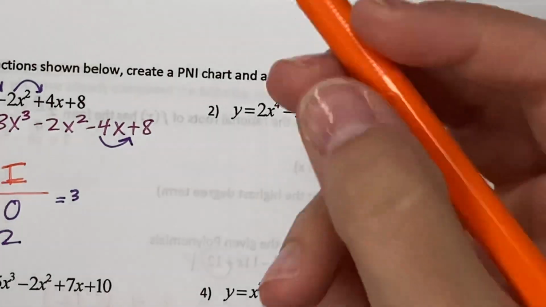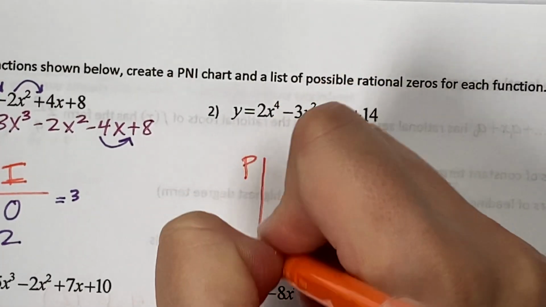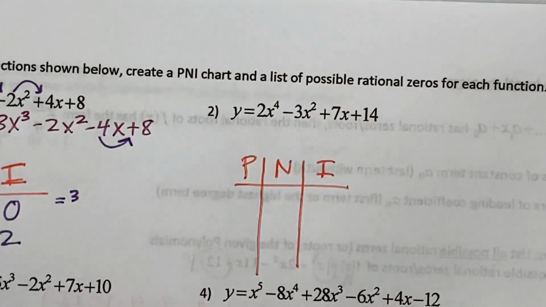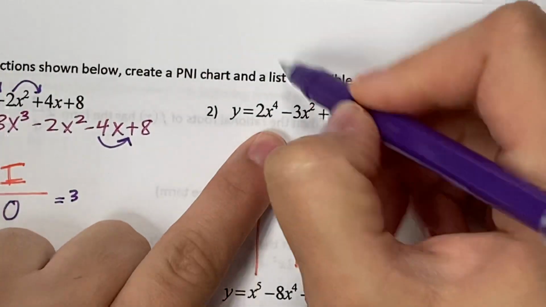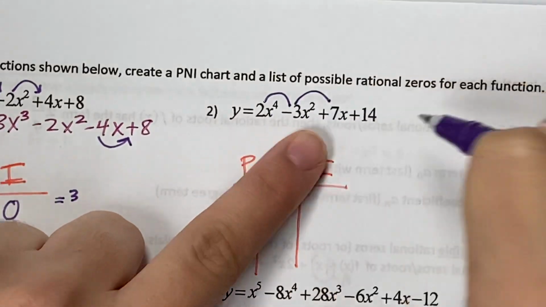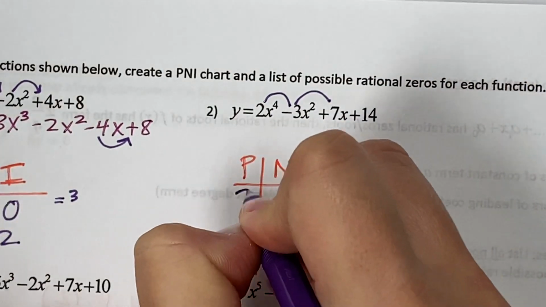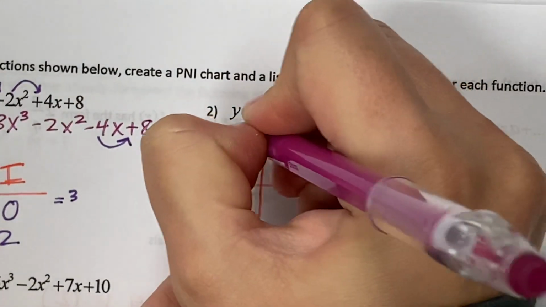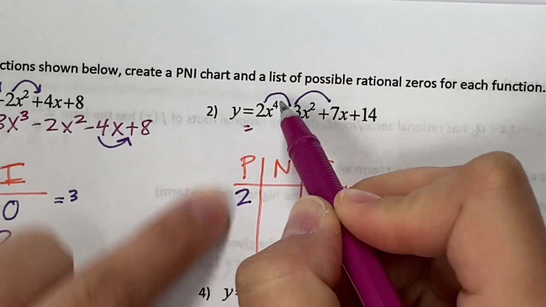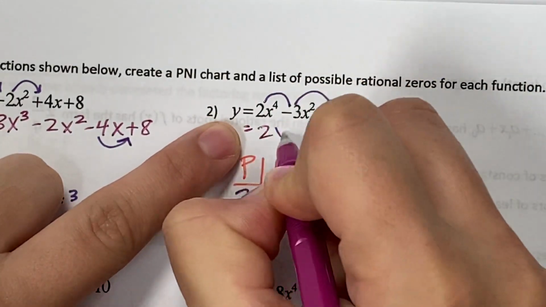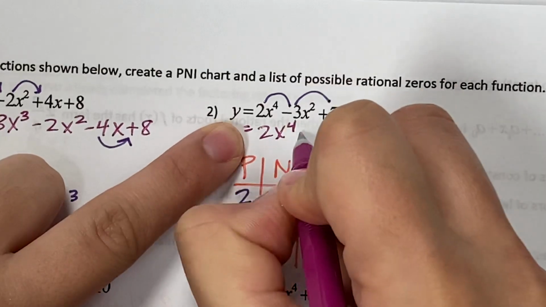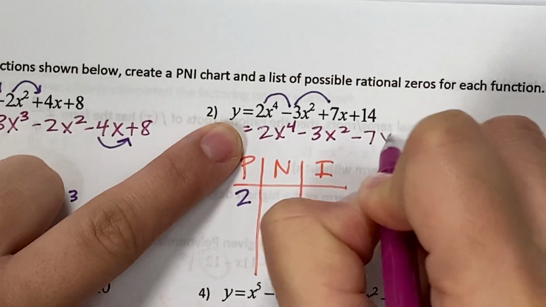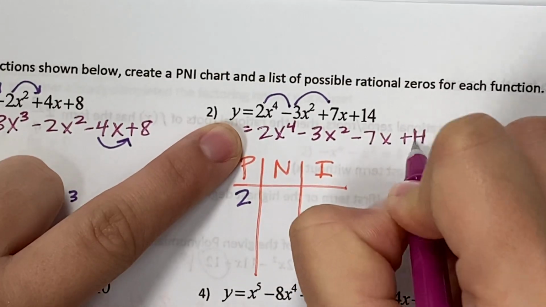Okay, let me write PNI here. Okay, let's count positive first. So count the sign changes. Here, here, and that one's good. So 2 positive. We've got to write our negative equation. So remember, even stays the same, odd changes. This is even, it'll stay the same. This is even, it'll stay the same. This is odd, so it's going to change. And that doesn't have an x, so it'll stay.